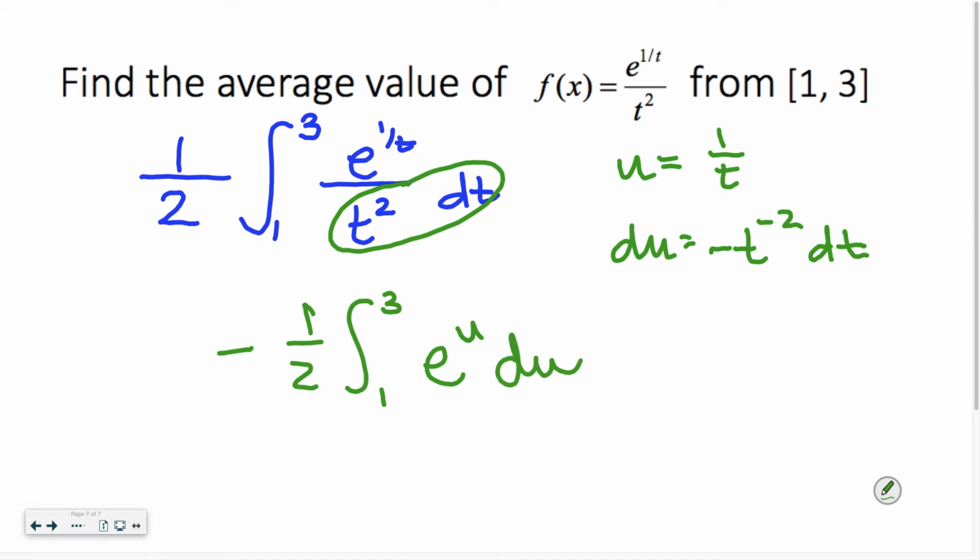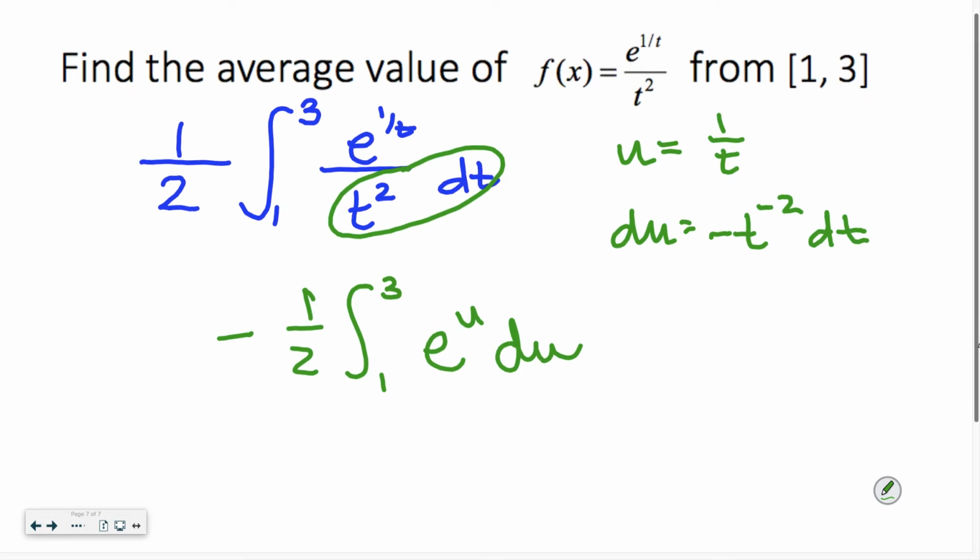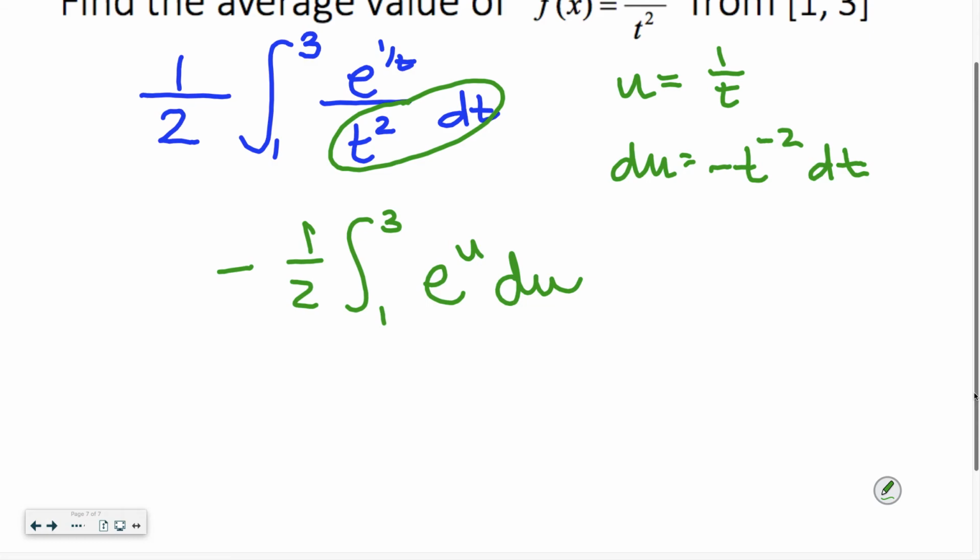You always get these problems to be so perfect. Kind of have to think backwards a little bit, right? If I was a teacher, I would just give them a problem, and if it doesn't work out, be like, oh well. So our antiderivative is e to the u. And then we evaluate from 1 to 3.